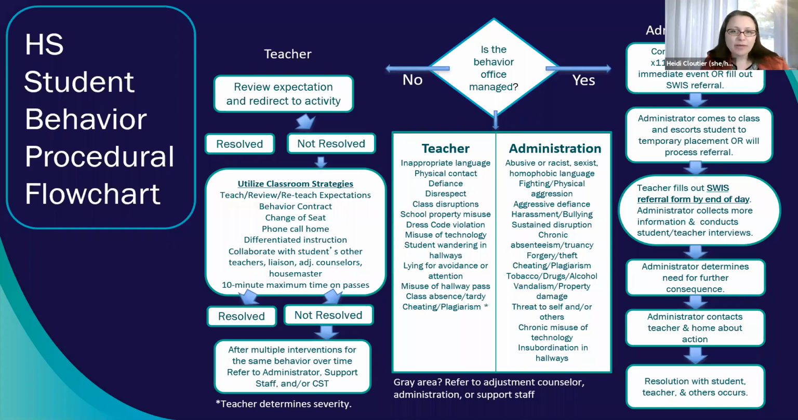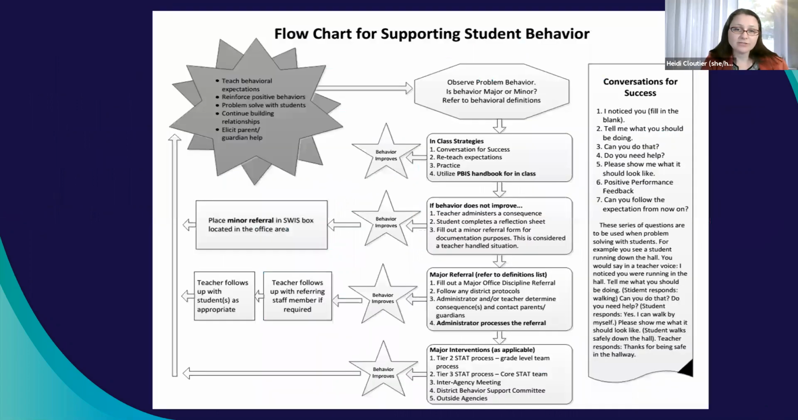This high school behavior procedure flowchart, again, walks staff through specific strategies to try and explicitly identifies when and who to request support from. There are specific behaviors that are identified as staff and administrator managed, and even prompts to check in with an adjustment counselor if the teacher feels there are gray areas. The last column identifies the action administration will take so that staff making a referral will understand the steps involved.